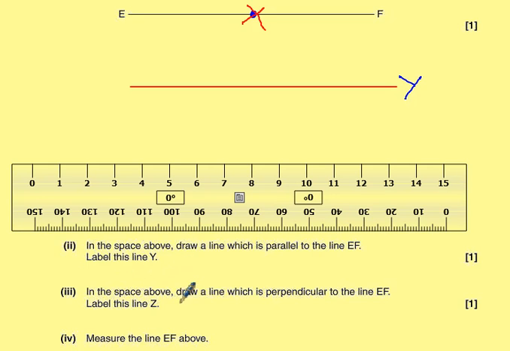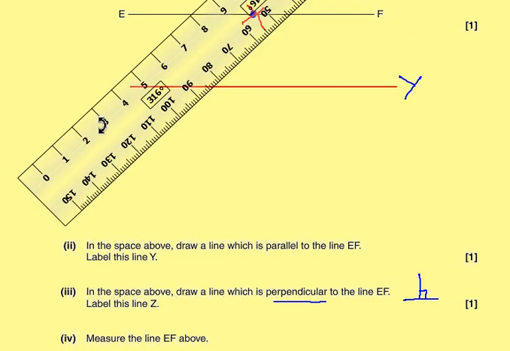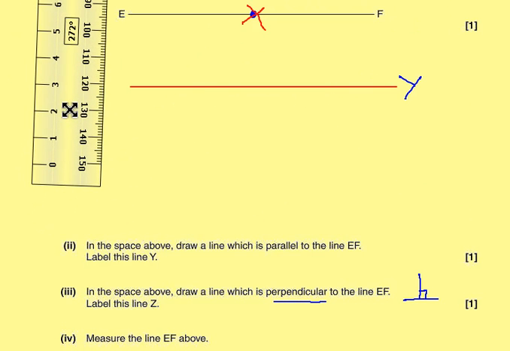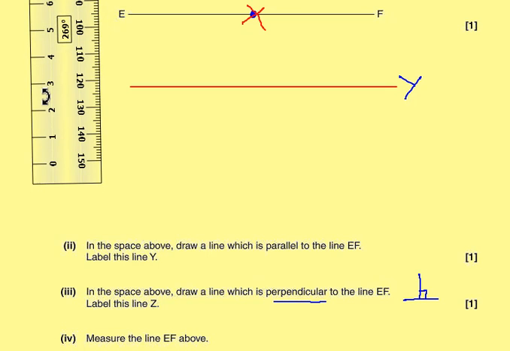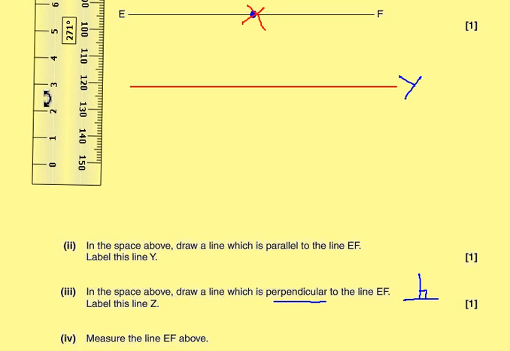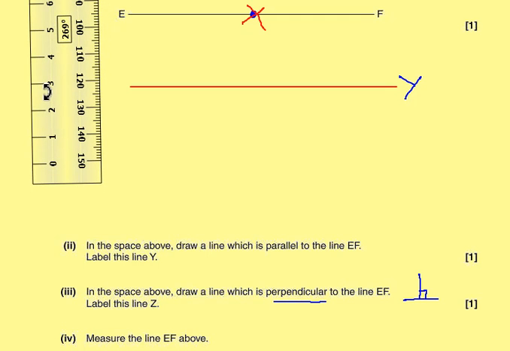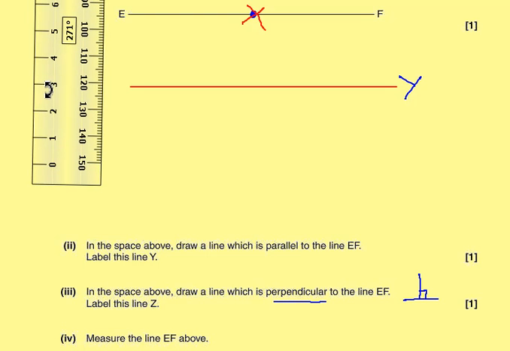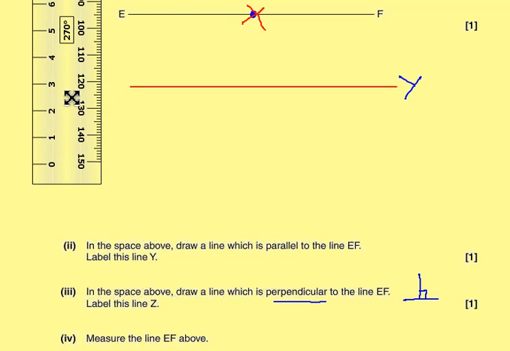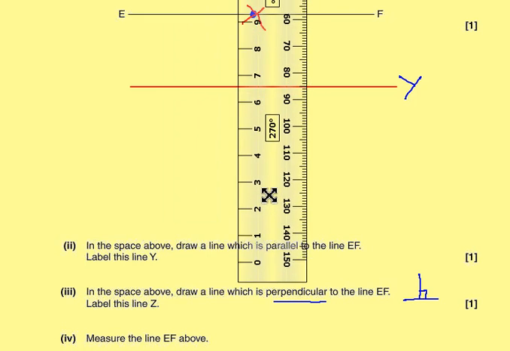Part 3, in the space above, draw a line which is perpendicular. Now perpendicular means at 90 degrees. So this is a perpendicular line where the two lines are at 90 degrees. So again, the easiest way to do that is if I rotate my ruler through 90 degrees, making sure it is 90 degrees. There we go. Put my ruler perpendicular.